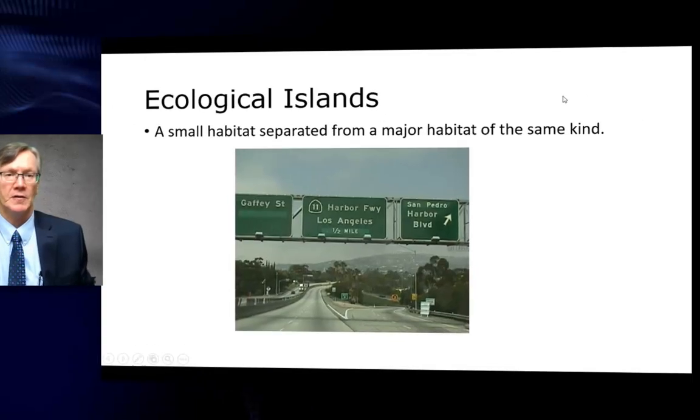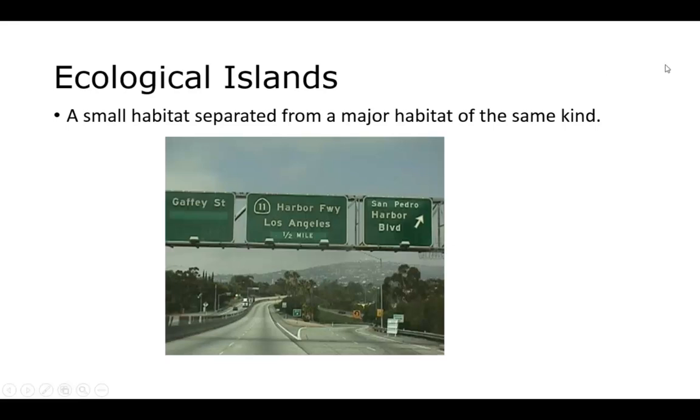Ecological islands are small habitats separated from a major habitat of the same kind. An example would be the islands on a freeway. Oftentimes they have organisms that have lived there for a period of time and they cannot leave the island because they will be hit by cars. So they actually have their own ecosystem on the island.